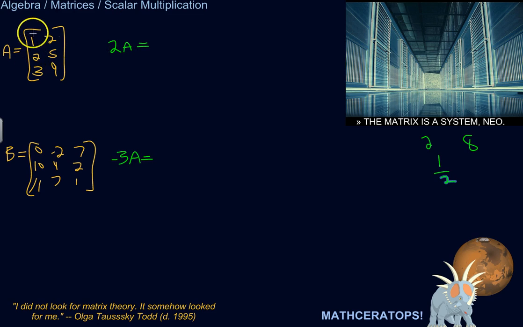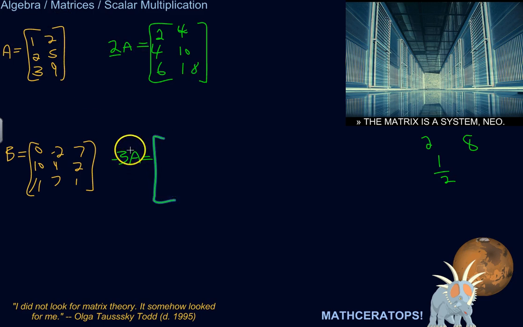So for example, if I want to multiply this matrix A by the scalar 2, I multiply each element by 2. So 2A would equal, 1 times 2 is 2, 2 times 2 is 4, 3 times 2 is 6, 2 times 2 is 4, 5 times 2 is 10, 9 times 2 is 18. Boom, done. Right? So you just multiply each element by the scalar.